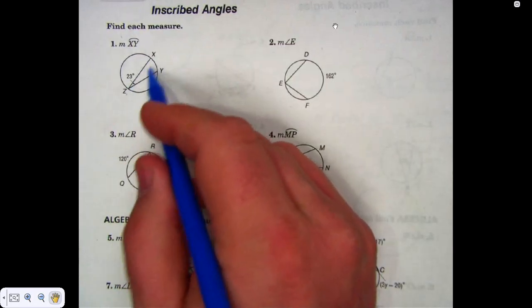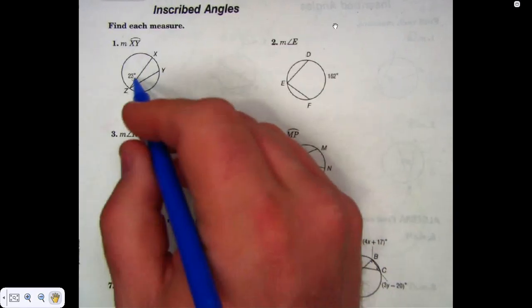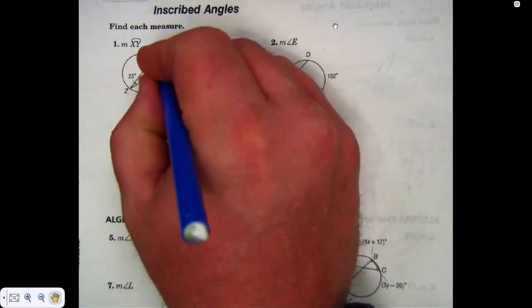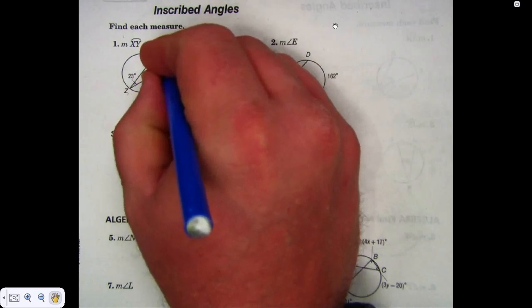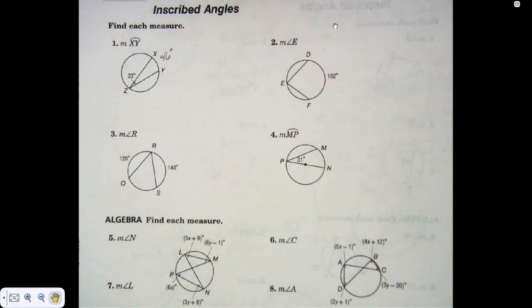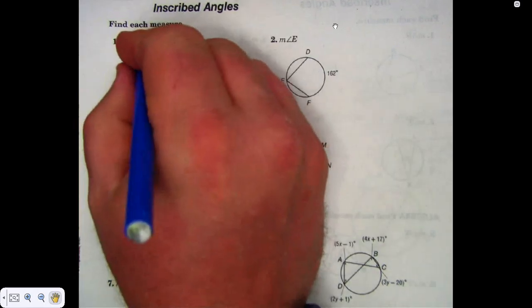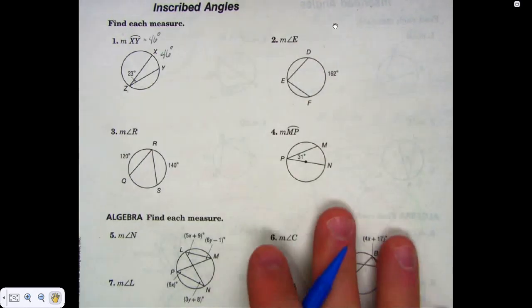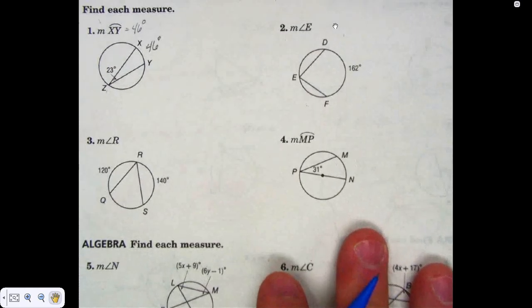Inscribed angles, are they equal or are they half? Half. So what does this angle have to be then? This is half of this, so what is this? 40 what? And that's what they ask us to find, right? I think we can do that, can't we?